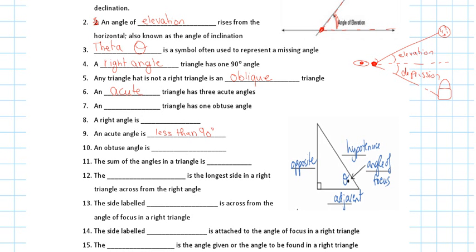And then a triangle that has one obtuse angle is called an obtuse triangle. And do you guys know what an obtuse angle is? It's between 90 and 180, yeah? So it's an angle between 90 and 180. We call that obtuse. And then a right angle is a 90-degree angle.